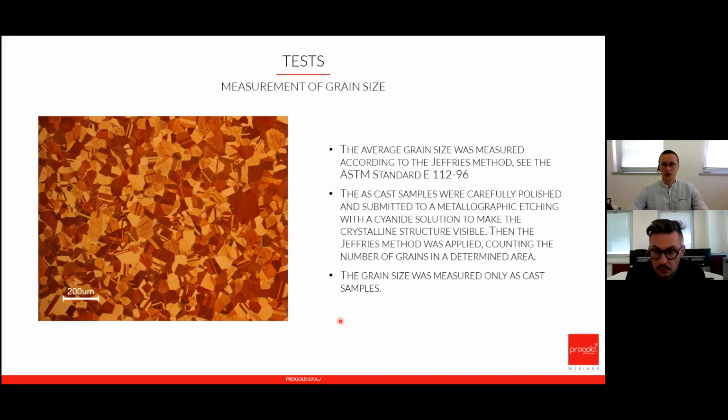But it's dangerous, this kind of solution used, so be careful in using it, and you will get these very beautiful results. Also, the grain size is looking so good, because of a careful polishing of the sample before. Because if you use cyanide, for example, on a sample coming from the casting without a perfect mirror polishing, you cannot obtain the crystalline structure visible.